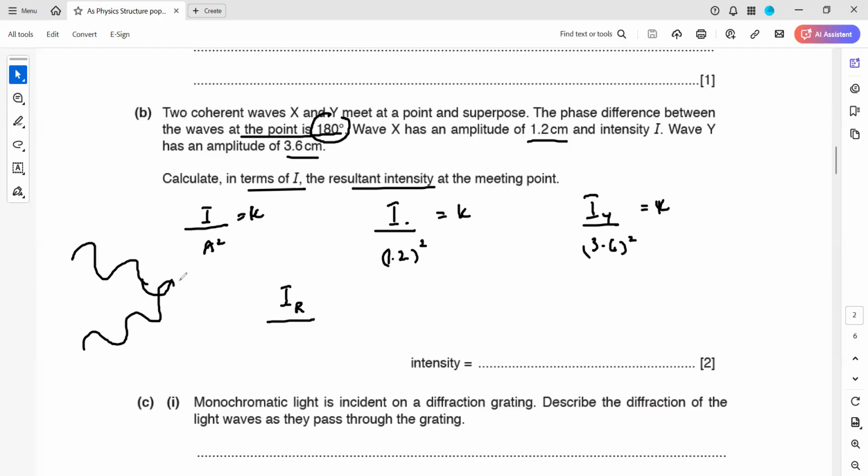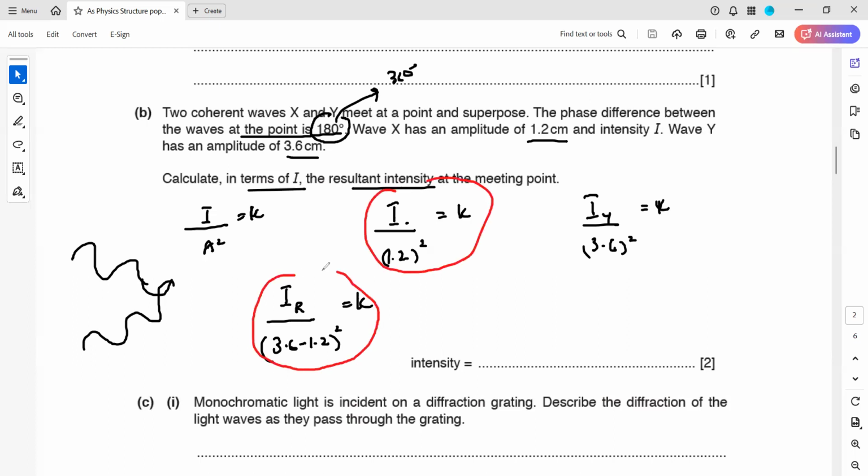What is the resultant amplitude? The resultant amplitude will be the difference of the two. If the phase difference here was given 360, then the resultant amplitude will be the sum of the two. So what is the resultant amplitude here? It will be 3.6 minus 1.2 whole square. And that will also be equal to K. Now we can compare this first equation with the resultant equation.